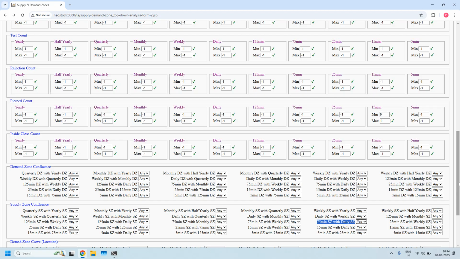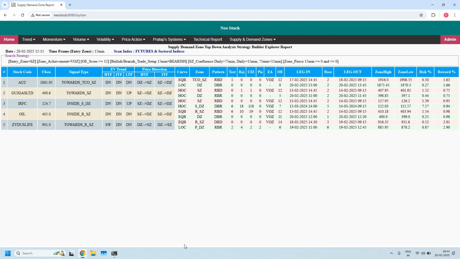By setting all the three filters, we got 5 stocks. That means in all these 5 stocks, these 15 minute supply zones are overlapped with 75 minute supply zone, both together again overlapped with daily supply zone. That way we got these 5 stocks. Out of these 5, first 4 stocks are having downtrend.